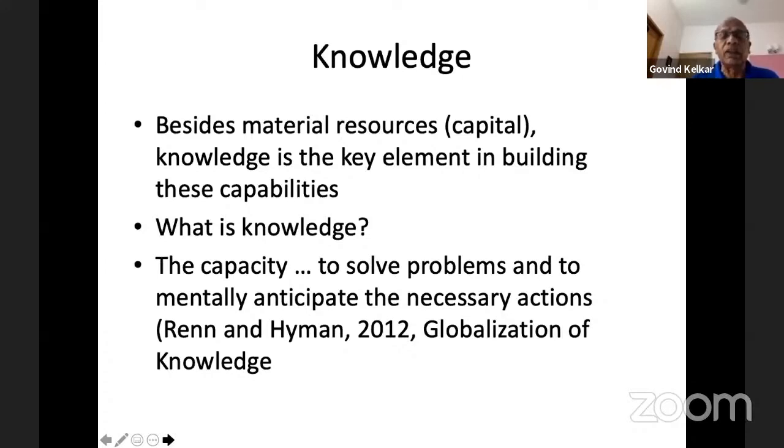So what is the rough definition of knowledge? We take it as the capacity to solve problems and to not just solve, but to anticipate what we need to do. So that we have a design in our mind that, okay, if we want to get X, we need to do Y. Then we will get X, the result.